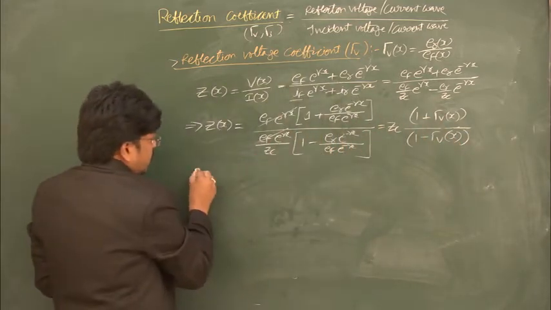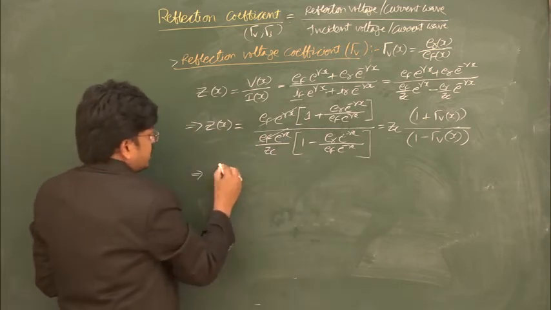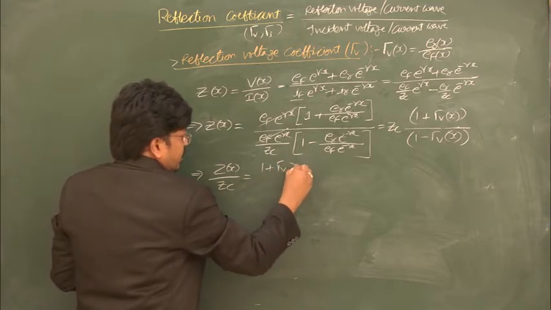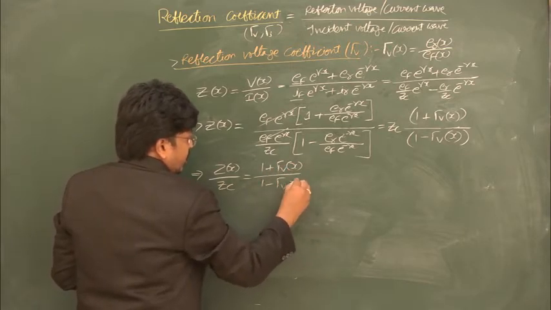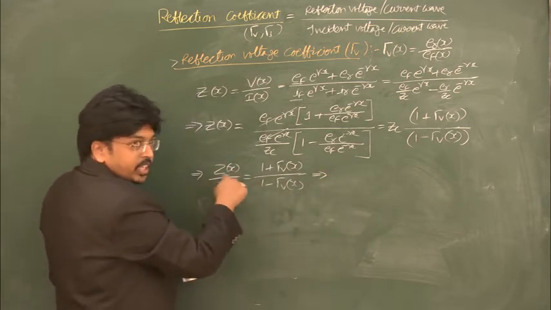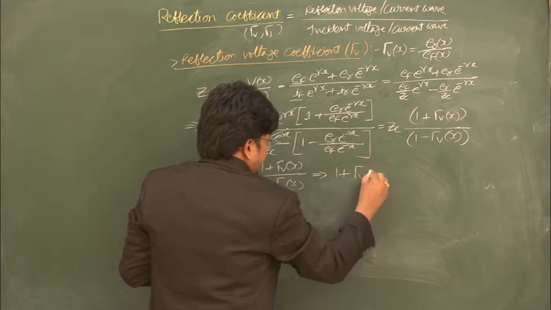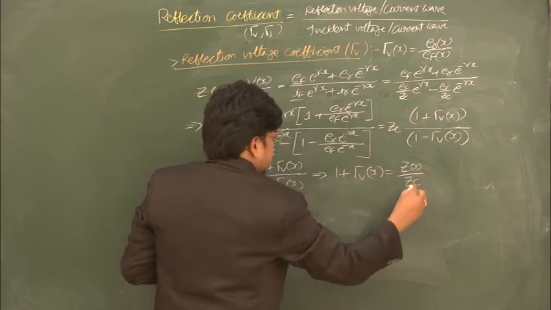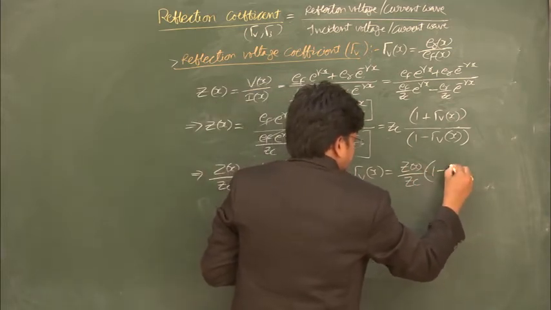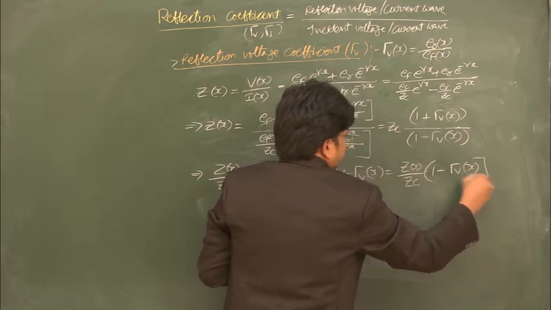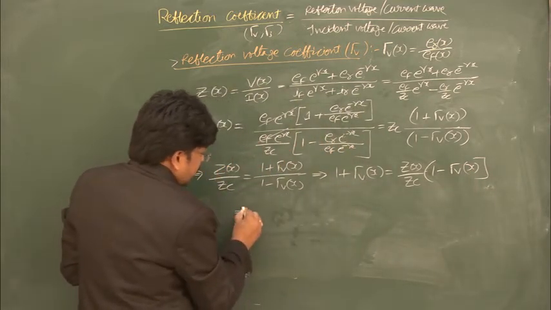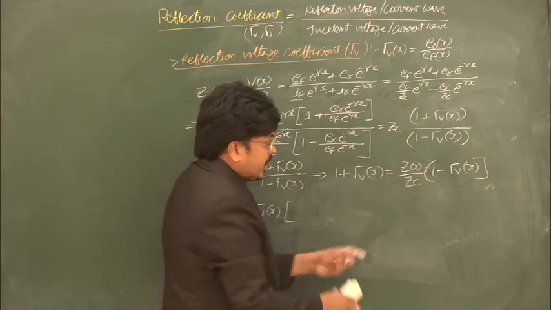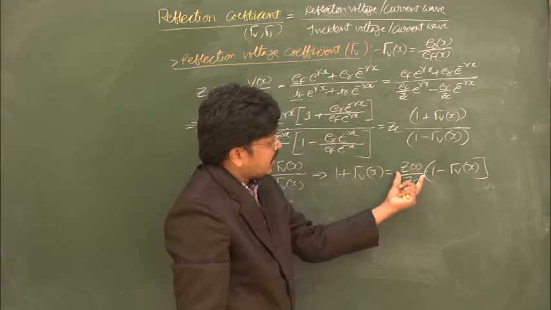Okay, so from this expression, this is Zx. Zx by Zc is equivalent to (1 plus eta V of x) by (1 minus eta V of x). From that, cross multiplying, 1 plus eta V of x is equivalent to Zx by Zc into (1 minus eta V of x). From this we can take eta V of x into Zx by Zc, giving Zx by Zc minus Zx by Zc into eta V.